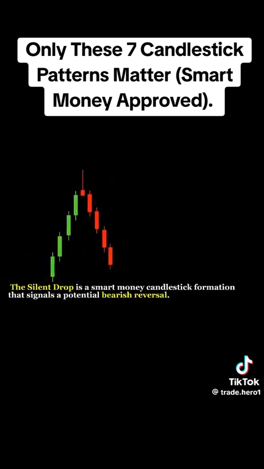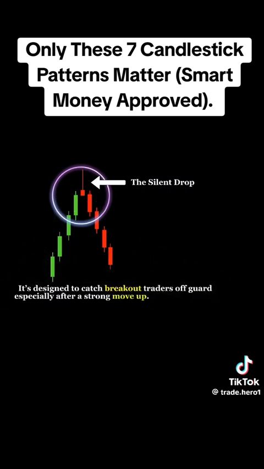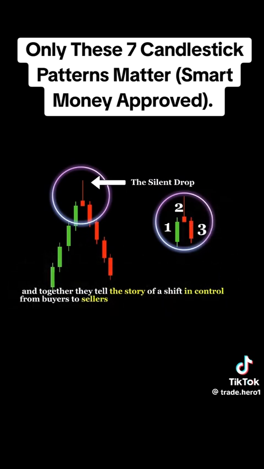The silent drop is a smart money candlestick formation that signals a potential bearish reversal. It's designed to catch breakout traders off guard, especially after a strong move up. The pattern is made up of 3 candles, and together they tell the story of a shift in control, from buyers to sellers. Here's how it forms.